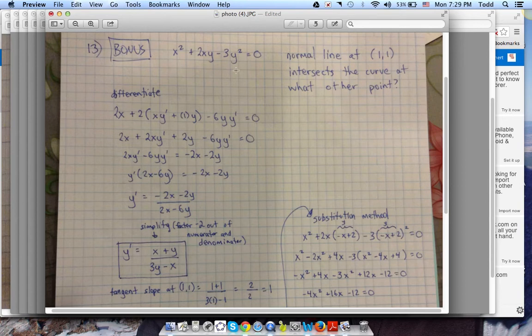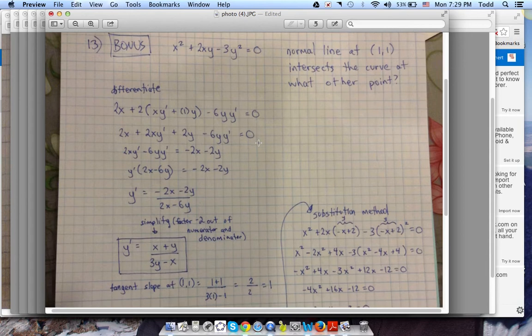So anyways, it gave you a relationship here, an implicitly defined function. And you're asked if there's a normal line that crosses that relationship at (1, 1), then where's another spot that normal line crosses the same implicitly defined function? Okay, so a few more steps on this one, that's why it's a bonus.